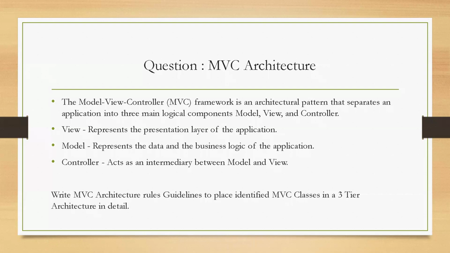Here also a few guidelines are there, like we have rules to define the classes in the MVC architecture. The combination of one actor and one use case results in one boundary class, and the combination of two actors and one use case will result in two boundary classes. Like that we have rules, so that you need to add.